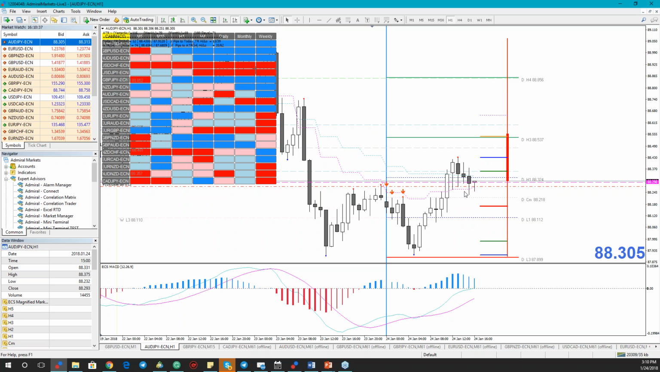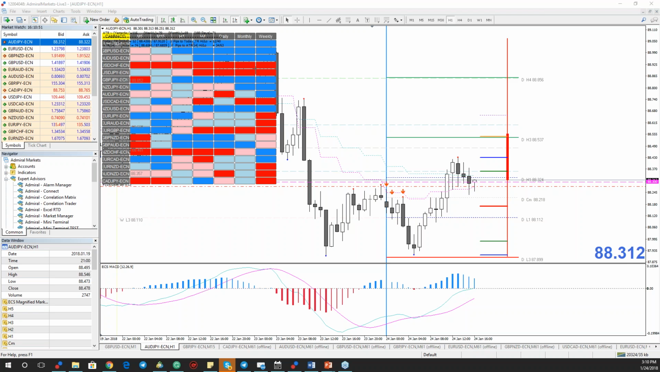But Australian dollar is not that strong versus yen as it's, let's say, versus dollar. So let's see. Let's wait. So stop loss for Australian dollar is tight. It's 88.60. Okay, 88.60 is a stop loss here.